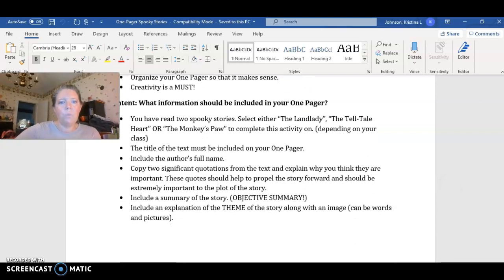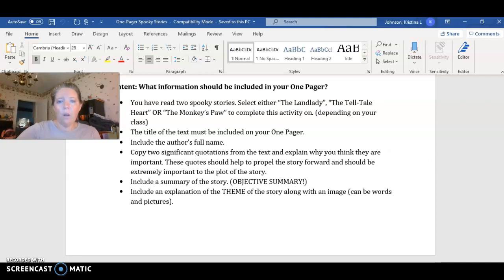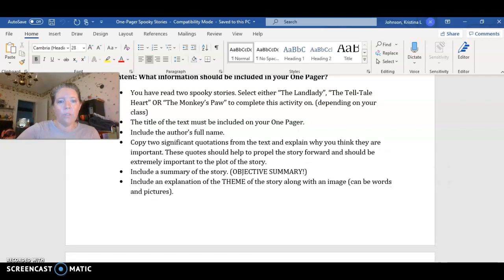So you have read two spooky stories, so you will choose one. You do not do two. You do one of these. The title must be on your one-pager as well as the author's full name. You also will need to find two significant quotations from the text and explain why you think that they are important. These quotes should help propel the story forward and should be extremely important to the plot of the story. So you will look through the story and pick two. Then you will explain each one.